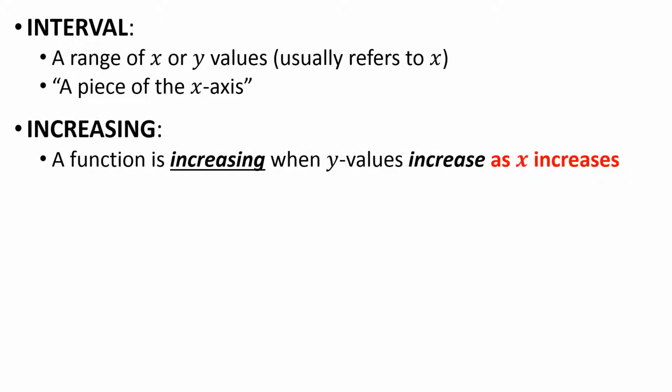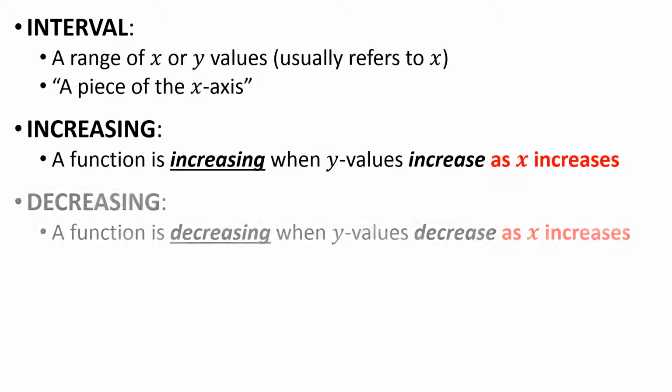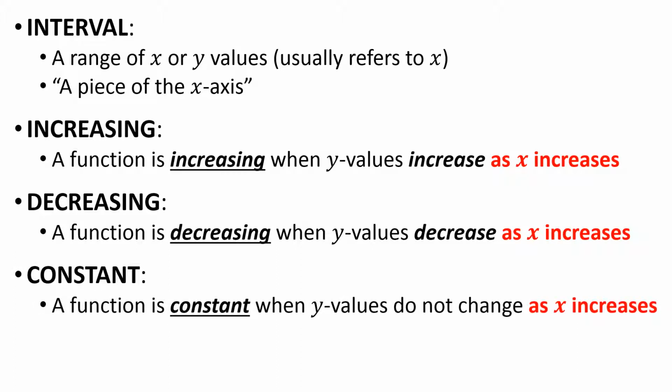Now a function is increasing when y values increase as x increases. In other words, the graph is going to go up as I read it left to right. When x increases, I'm reading left to right. By the same token, a function is decreasing when the y values decrease, but again, as x goes from left to right, as x increases. And a function is constant when the y values do not change.